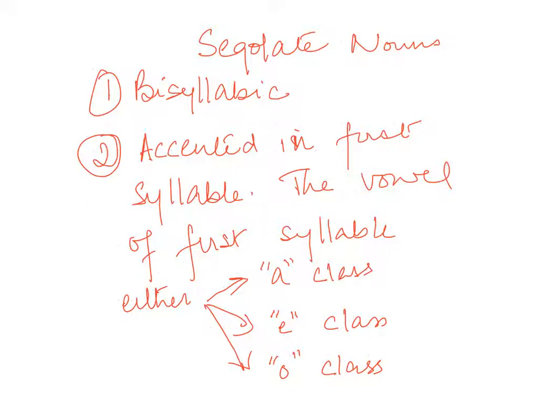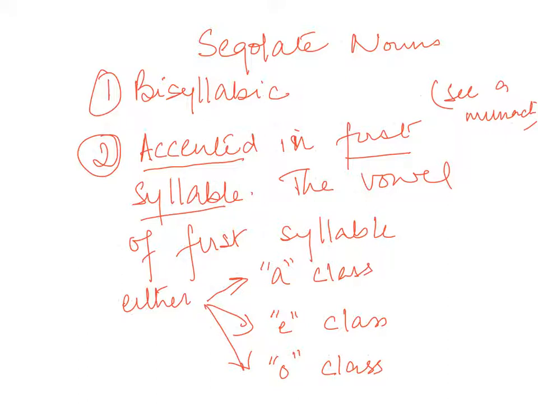The first characteristic that is very unique to segolate nouns is that they are always accented in the first syllable. Please remember this. Typically, Hebrew nouns are accented in the final syllable, but segolate nouns will always be accented in the first syllable. So you should see a metheg or some sort of an accent at the first syllable. All right. The vowel of the first syllable can either be an A class, E class, or O class.